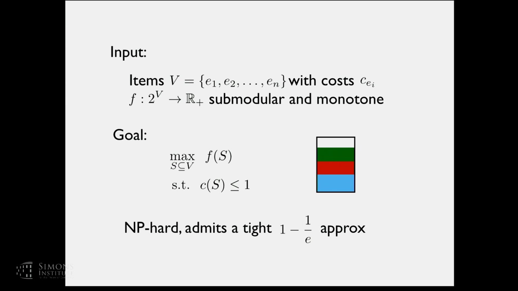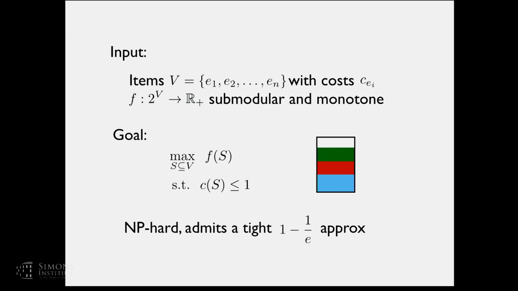Many of you have probably seen this problem before. You'll immediately recognize that it's NP-hard, even for a linear objective. And you might also know that we can get a 1 minus 1 over e approximation in polynomial time for this problem. And this is tight in the value oracle model, which is what we assume here, even if we have a cardinality constraint, so all of the costs are the same.